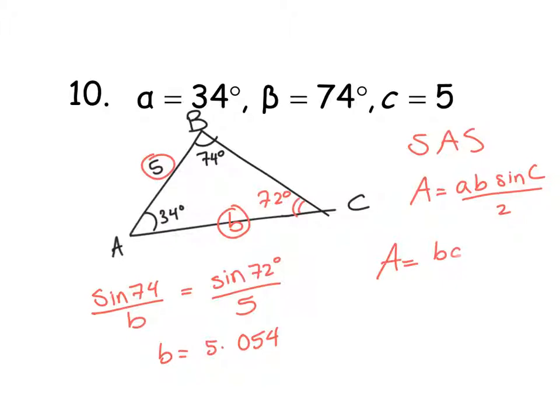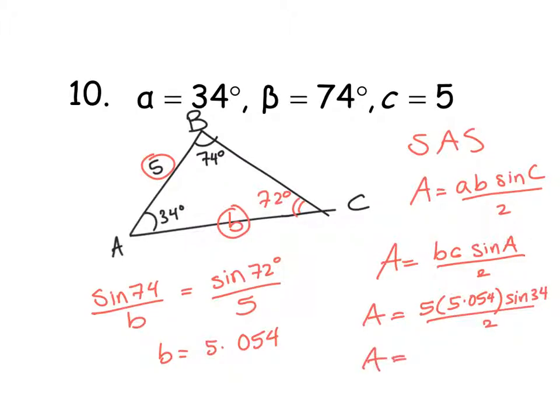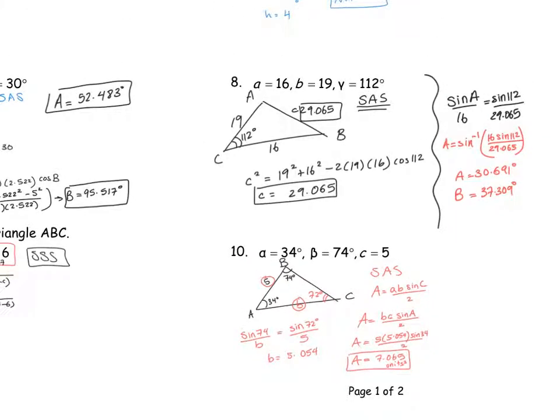So then the area is going to be side B times side C sine of the angle A between them over 2. So that's going to be 5 times 5.054 sine of 34 over 2. And the area would be, in this case, 7.065 units squared. Now remember, you will get the same exact answer if you chose to find side A, because side A and side C and the angle between them would be given in that case, and then you can find the area. So that's the front page of the review.